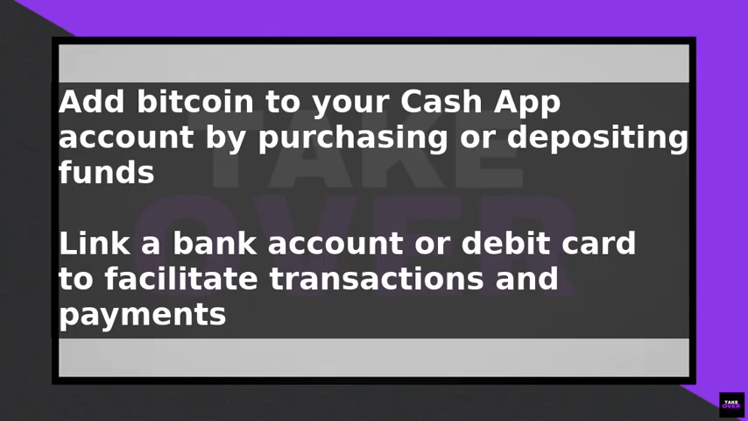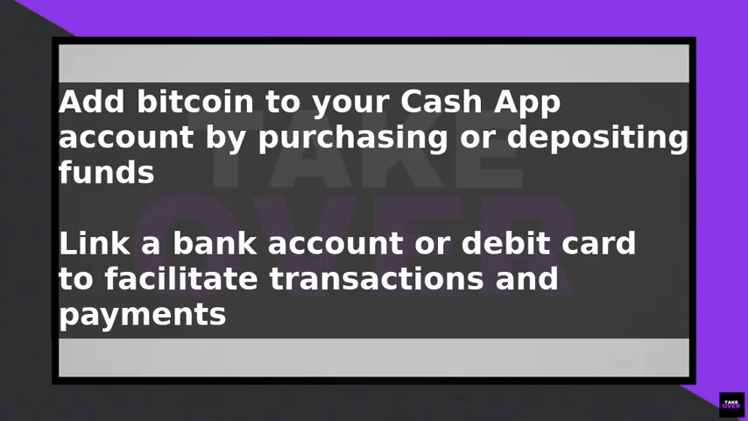To send Bitcoin to someone on Snapchat, you will first need to get the recipient's cashtag, which is a unique identifier used by the Cash App to facilitate transactions between users. The cashtag can be found in the recipient's Cash App profile or they can share it with you directly.